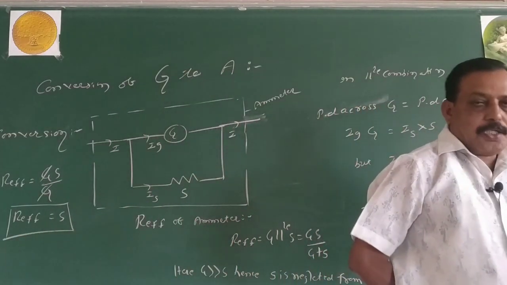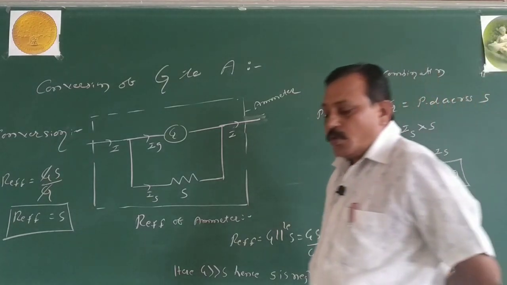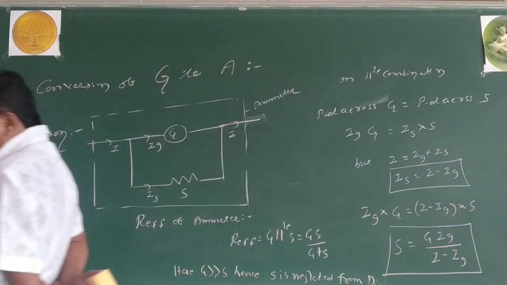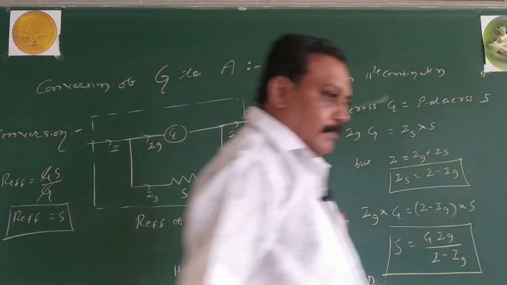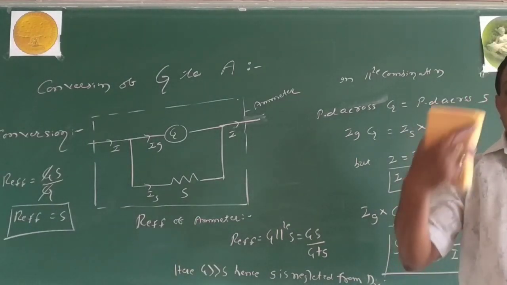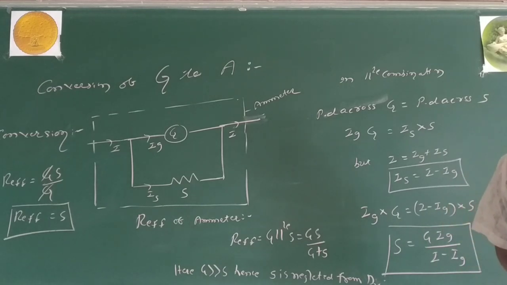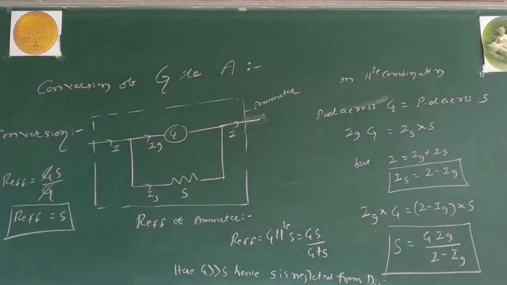If I put one more question, what is the resistance of an ideal ammeter? Already low resistance. If I ask how low? Approaching 0. An ideal ammeter has 0 resistance. The ammeter itself is a low resistance device. If I go for the ideal ammeter concept, the ideal ammeter has 0 resistance. Now this is our conversion of galvanometer into ammeter.